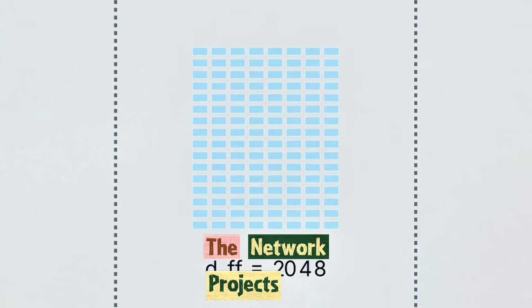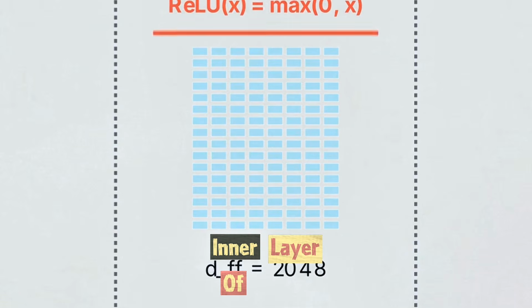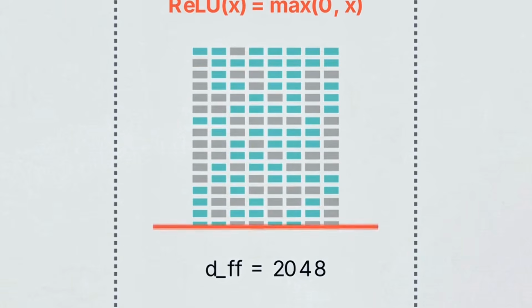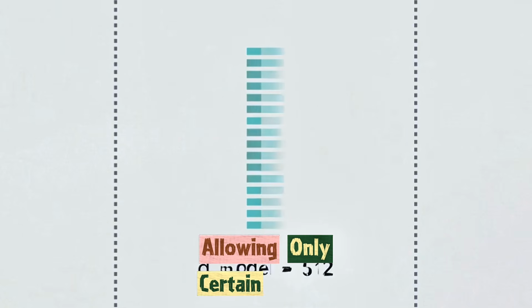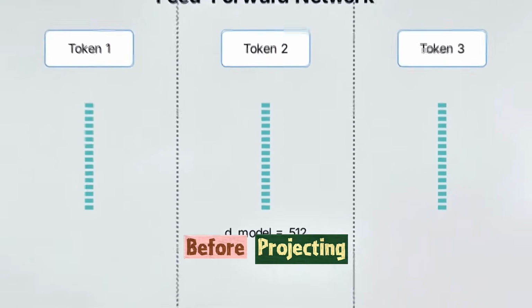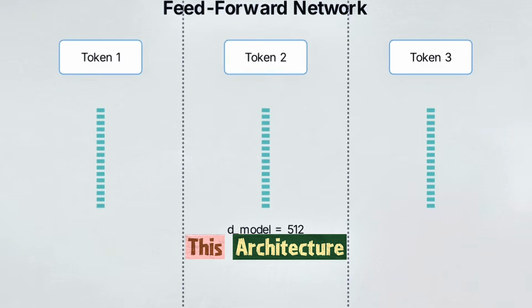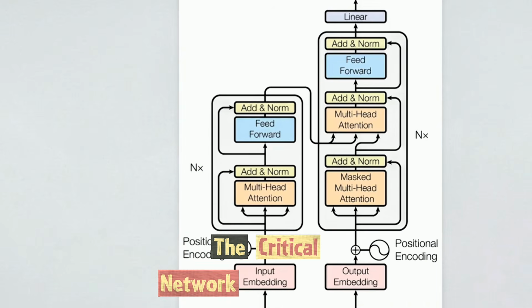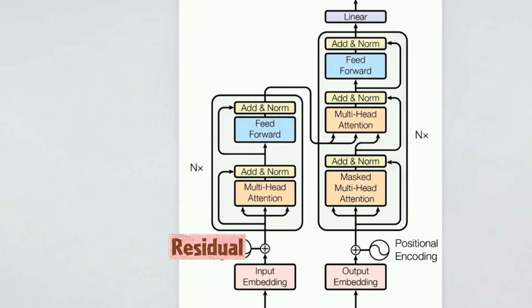The network projects the 512-dimensional vector up to a massive inner layer of 2048 dimensions. It then applies a nonlinear ReLU activation, allowing only certain signals to pass, before projecting the data back down to 512 dimensions. This architecture diagram shows the critical network infrastructure enabling the stacking of 6 deep layers: residual connections.